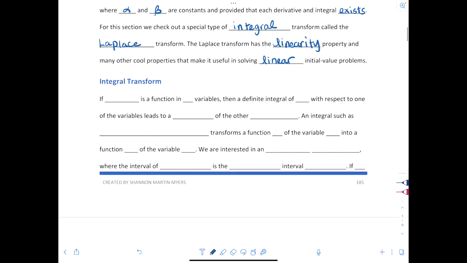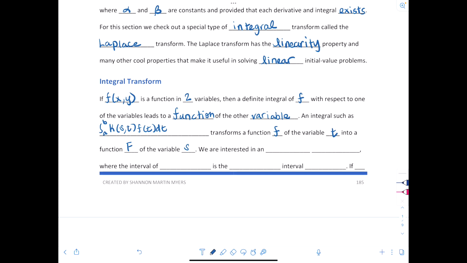The integral transform. So if f of x and y is a function in two variables, then a definite integral of f with respect to one of the variables leads to a function of the other variable. An integral such as the integral from a to b of k of s and t times f of t dt transforms a function f of the variable t into a function capital F of the variable s.